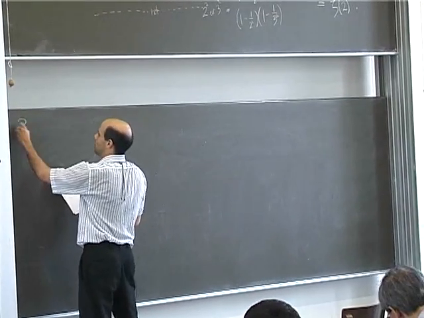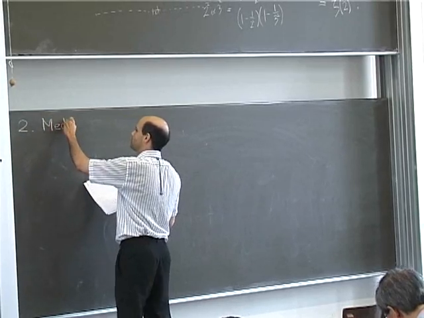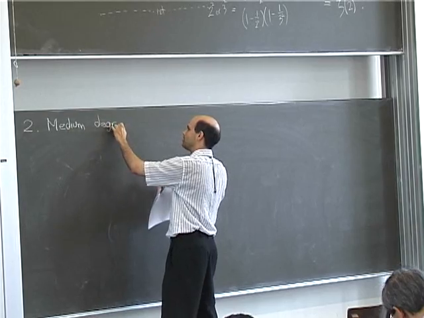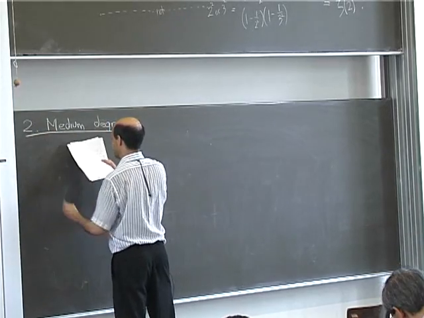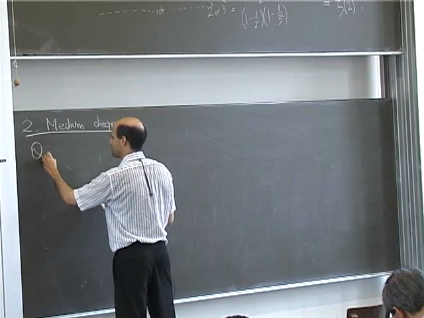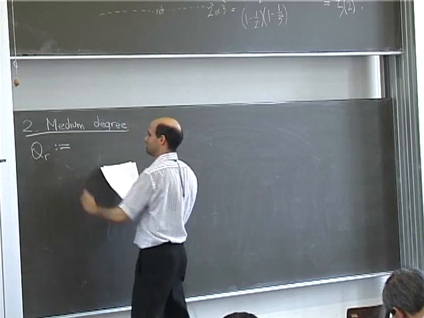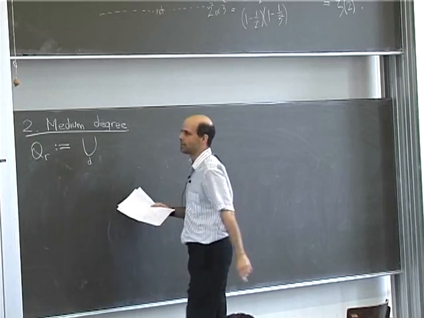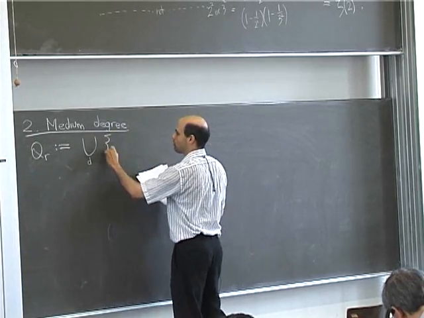So, I'll need to break up these points of high degree into two categories. There'll be the points of medium degree, and then the points of high degree. So the points of medium degree, I'll define. These are going to be sets that I'm going to delete from P sub R. Namely, what do I want to throw out?